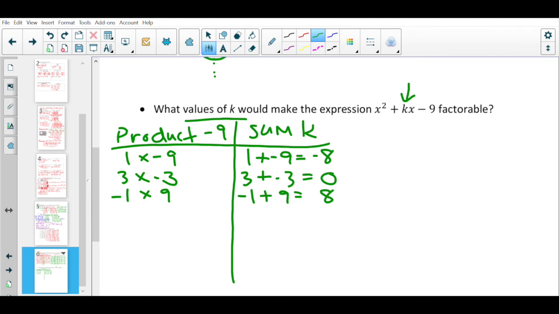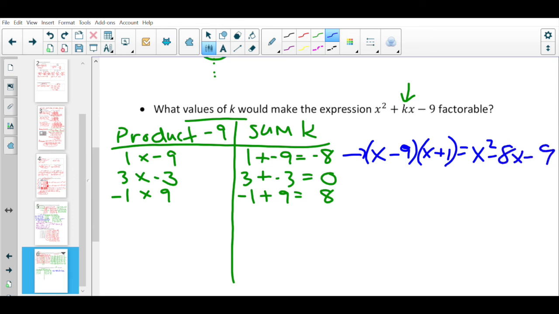Yeah, and we're just using whole numbers, okay? So that's what we got. So let's build these trinomials. That's x minus 9. So x minus 9 times x plus 1, and that equals x squared minus 8x minus 9. And so this time, these are your k values. Okay, so let's watch that.